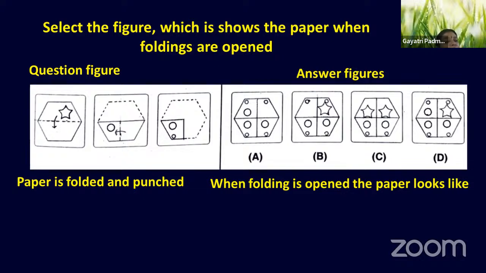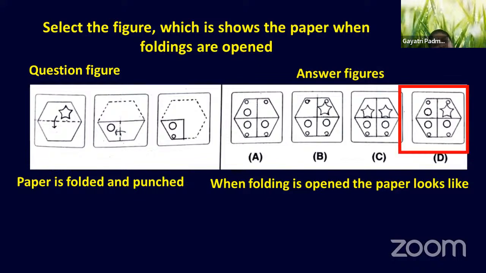Here in the first one, the paper is folded, and a star-like shape is drawn. Then again, a circle is drawn on the left, and see how it is being punched, and after drawing the small circles. When this folding is open, the paper looks like dash. Is it option A, option B, option C, or option D?